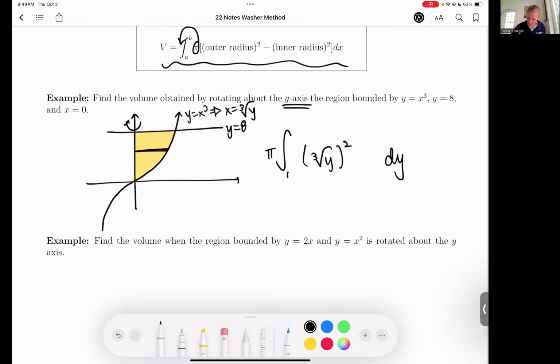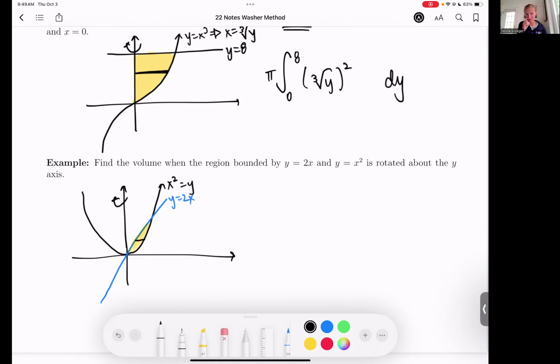Okay, so we've got y equals x squared and y equals 2x, and this is rotated about the y-axis again. Because we're rotating about the y-axis, in order to get something circular out, I need to rotate a line segment that is horizontal. So my integral is going to be in terms of y here. This point here is the point (2, 4), so my y values will go from 0 to 4.